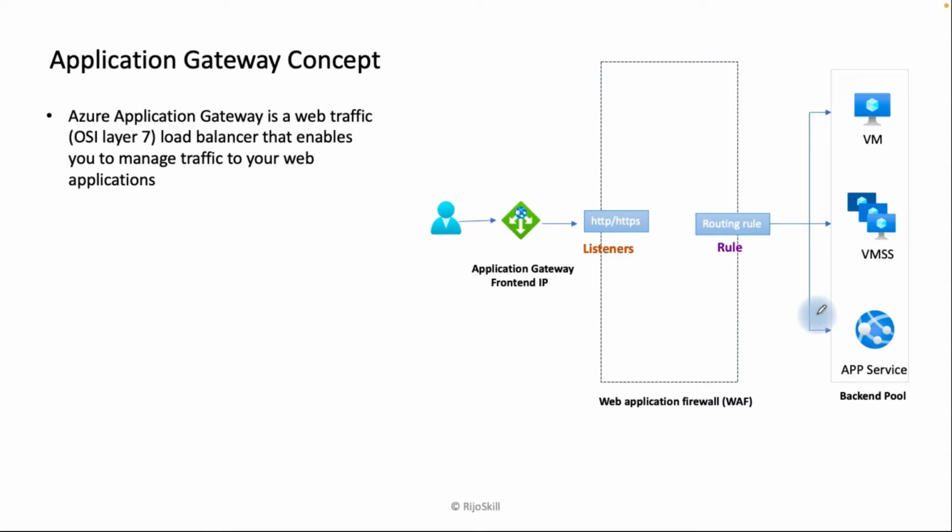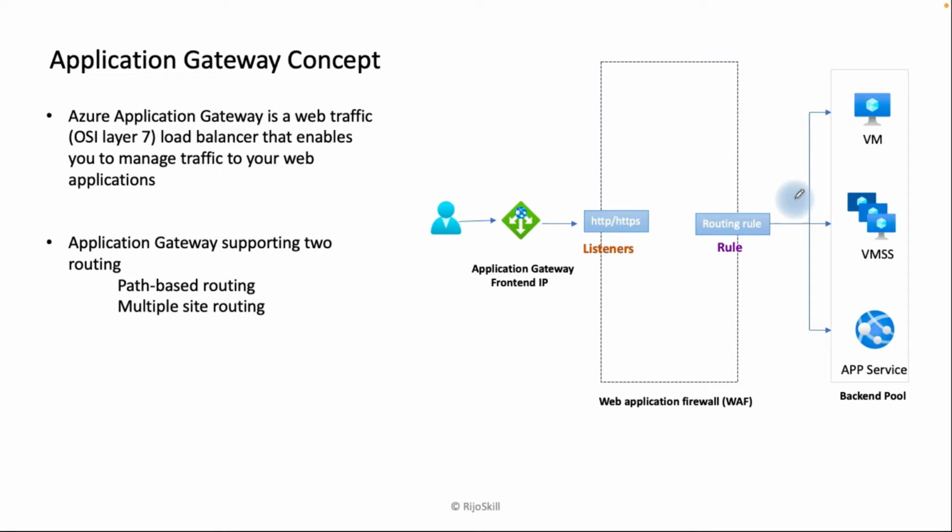Next you can see the diagram. Your traffic comes to the application gateway. The listener accepts your traffic, and after that you can see your backend pools. Then the routing rule connects to your backend pools. We will discuss these things in the next slides. Application Gateway supports two routing types: path-based routing and multi-site routing. Azure Application Gateway has SKU types, also called tier types: Standard V1 and Standard V2, and also WAF and WAF V2. Okay, so we will go to the next slide.